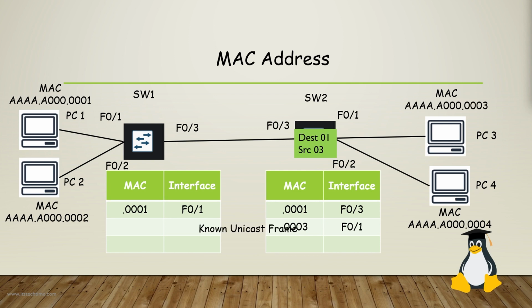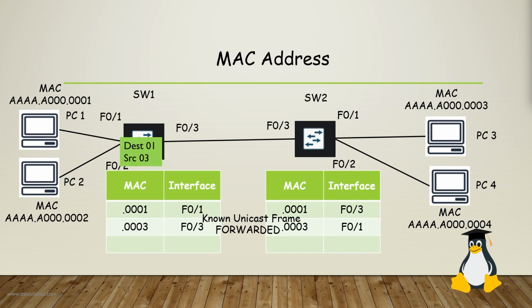So this frame is what's called a known unicast frame. And what do switches do with known unicast frames? It forwards the frame out the interface that it already has for 01, which is interface F03, to switch 1. Switch 1 receives the frame, sees the new MAC address for 03, and it sees interface F03, so it adds those to its MAC address table.